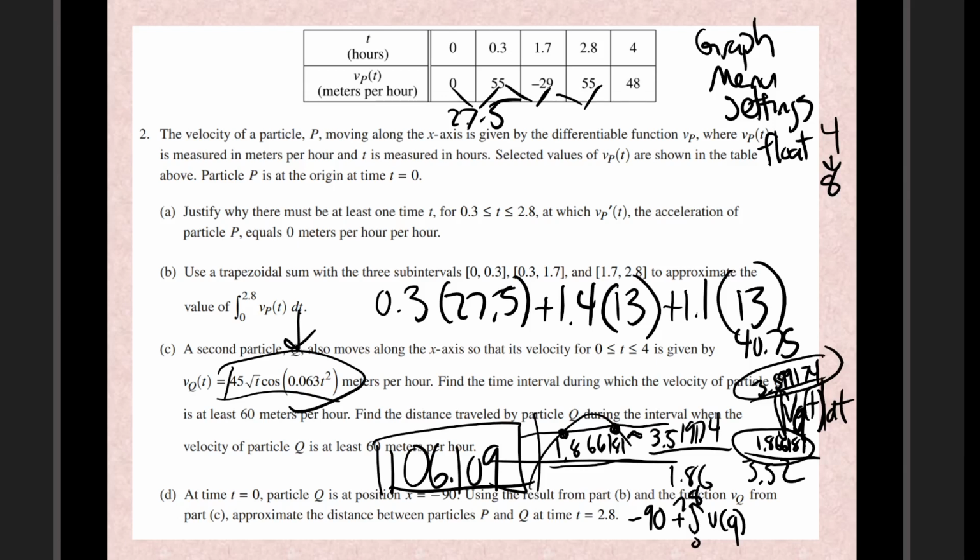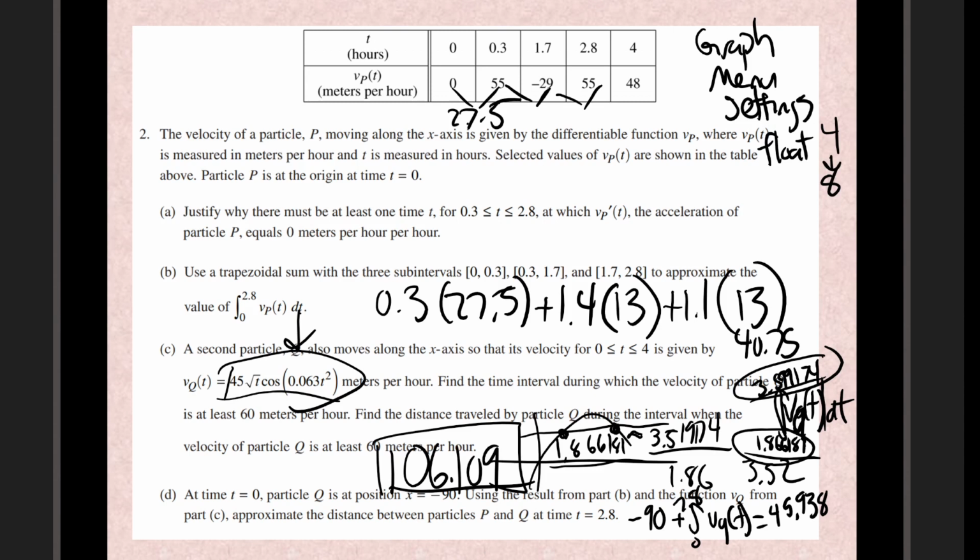VQ of t. I totally wrote that wrong. So that's position of Q. And the position of Q is 45.938.